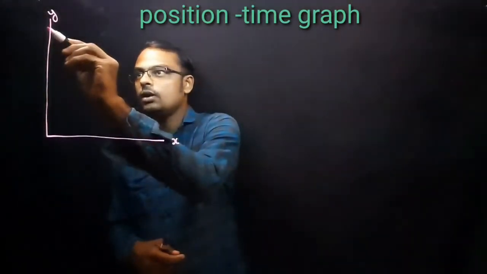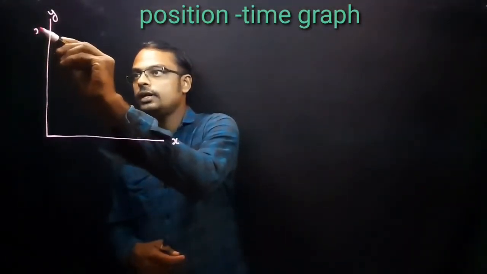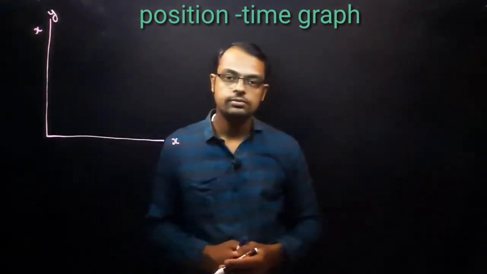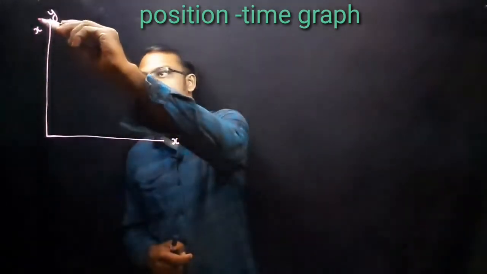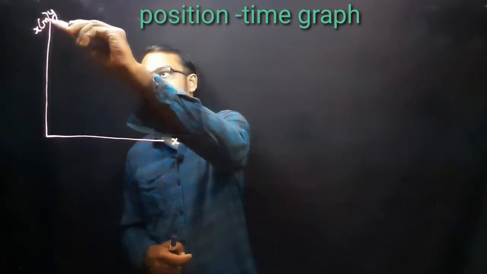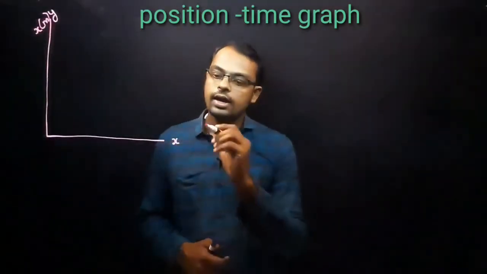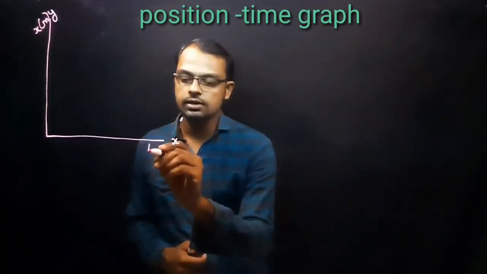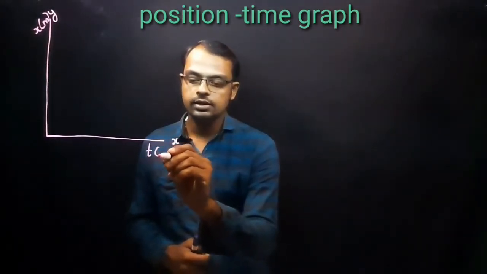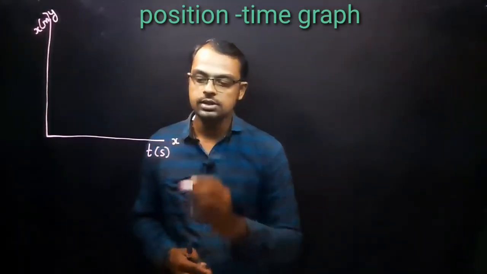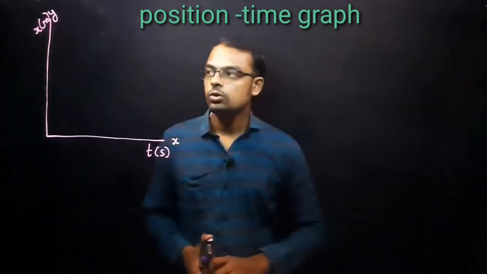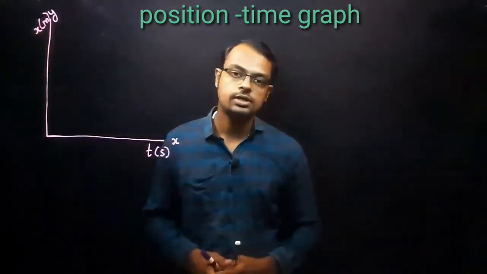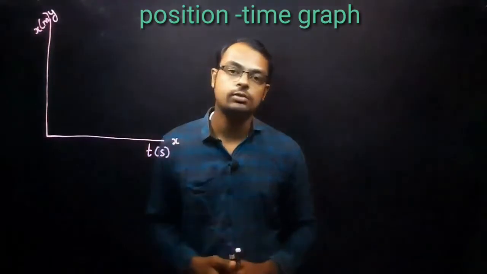Usually along the y-axis we will be taking the position. Position, definitely the unit is what? In meter. And what is along the x-axis? We usually take time here, and the SI unit of time is second. So mainly we are discussing the position and time graph.